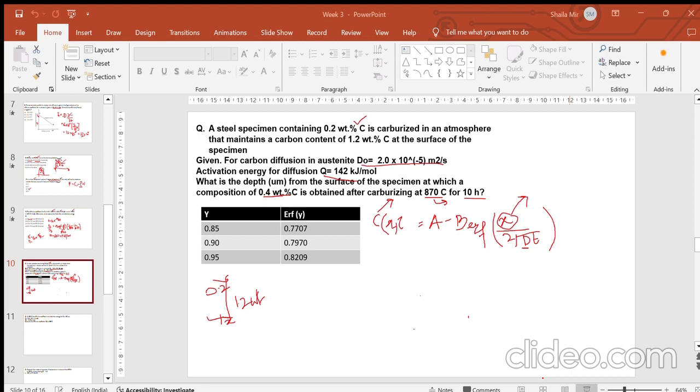Remember, you are taking the values of your D in meter square per second, so you have to convert your time also into seconds.